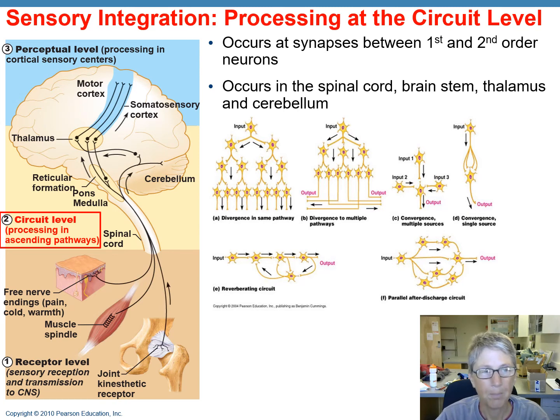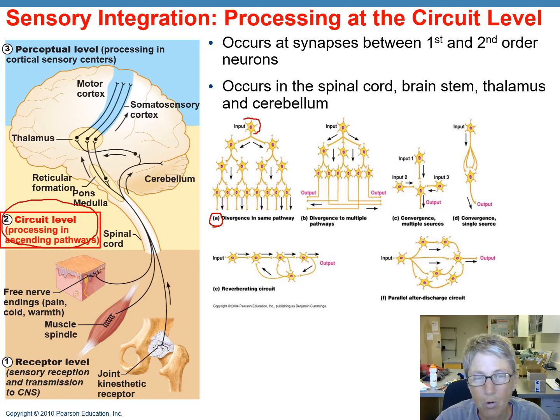So now we look at processing, sensory integration and processing here at the circuit level. And this is a cartoon that I've shown you before. These are all different types of circuits. So for example, let's look at A. This is divergence. This is a circuit where the neurons diverge, but they're in the same pathway.